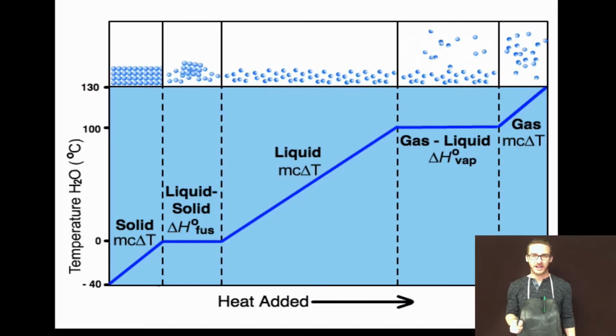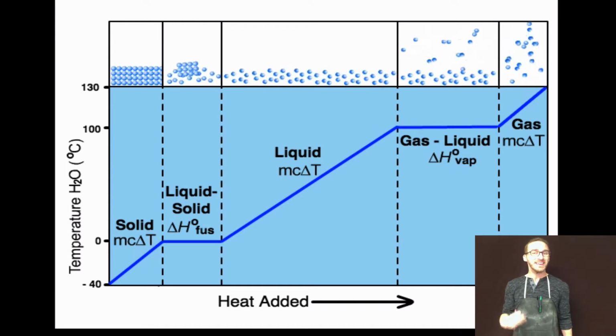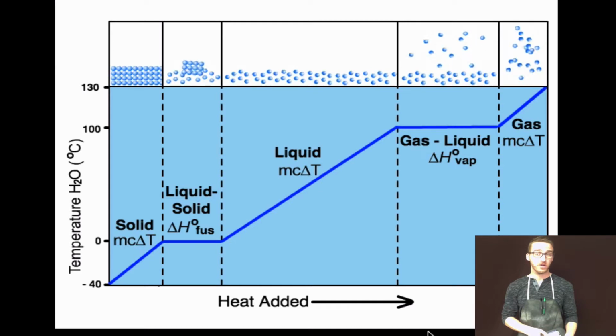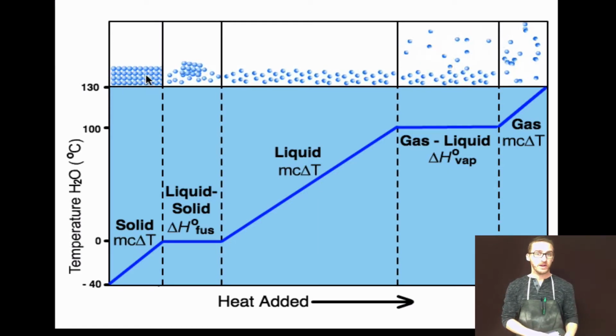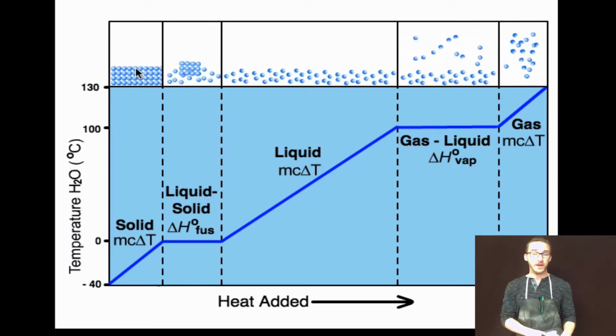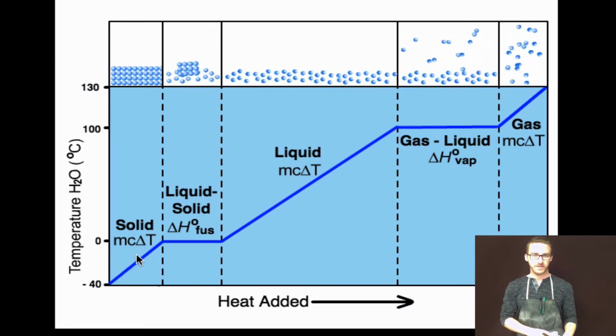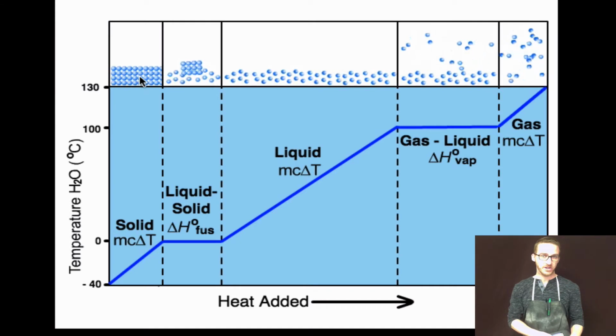Take a quick look at your screen to give you an example of what a heating curve is going to look like. This particular heating curve represents the heating curve for water. Think about what is going on at the molecular level as we move throughout this heating curve, and think about the average kinetic energy that those molecules have. Initially, at temperatures less than 0 degrees Celsius, water is a solid, relatively little average kinetic energy of those particles.